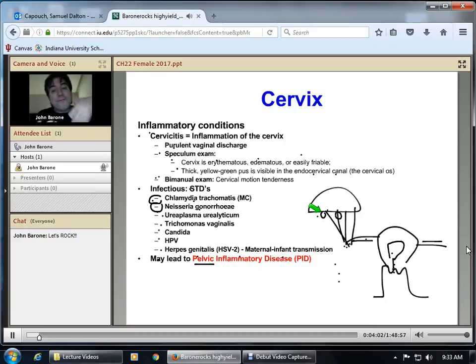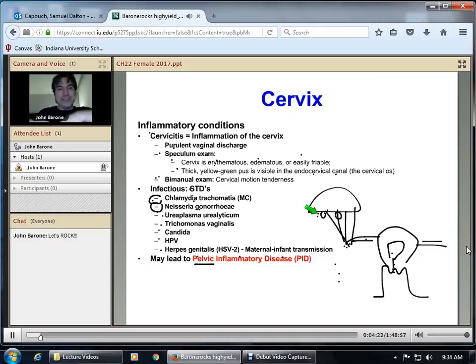Yeah, this gets a fancy name. When you look at the scope, it looks like violin strings. So they call it violin stringing. The name of this is Fitz-Hugh-Curtis. Fitz-Hugh-Curtis syndrome is when you get a perihepatitis. Perihepatitis, loculation of the infection in that area.